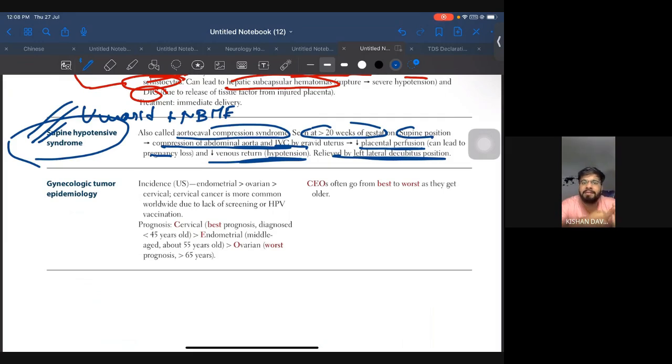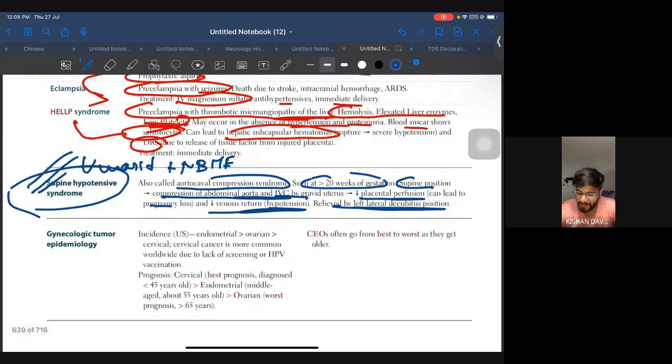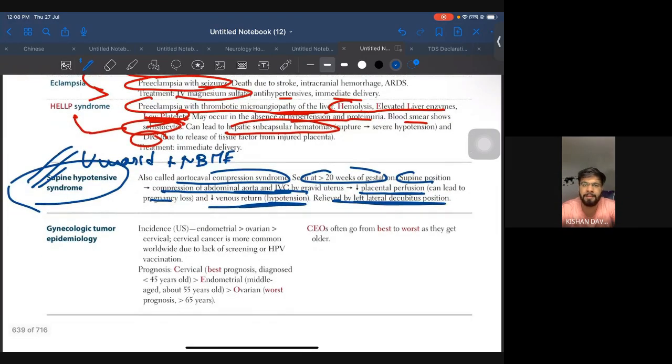Another point, they will ask the question, how to prevent this? So simply ask the mother to lie down in left lateral decubitus position. Okay, very important topic. Do this properly. So with this, we are done with the pregnancy, the obstetrics part. We are done. Now we'll be moving to the gynecologic part.